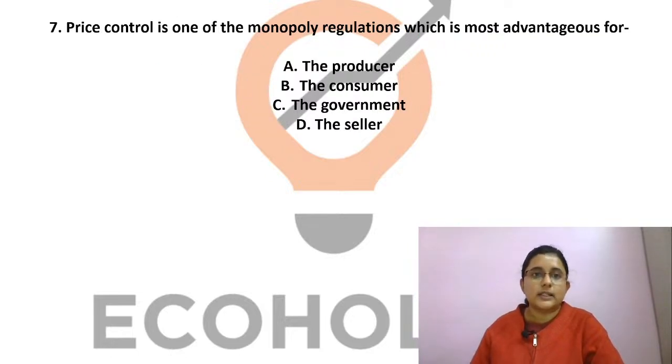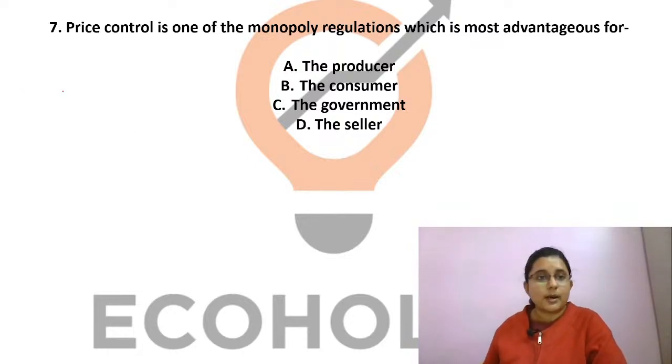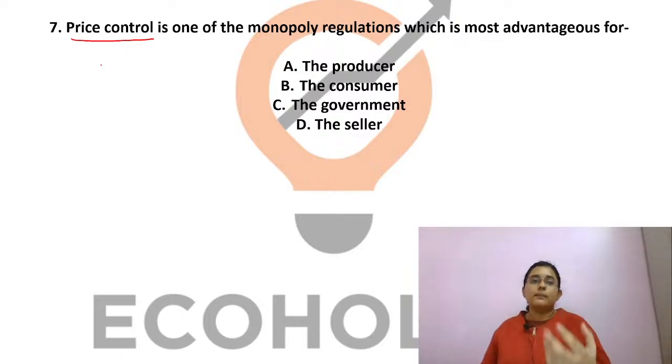Price control is one of the monopoly regulations which is most advantageous for. So we are actually focusing on the advantage of price control. For whom is price control advantageous? Price control is one of the monopoly regulations, as we all know, which is most advantageous for whom? The producer, the consumer, the government, or the seller.